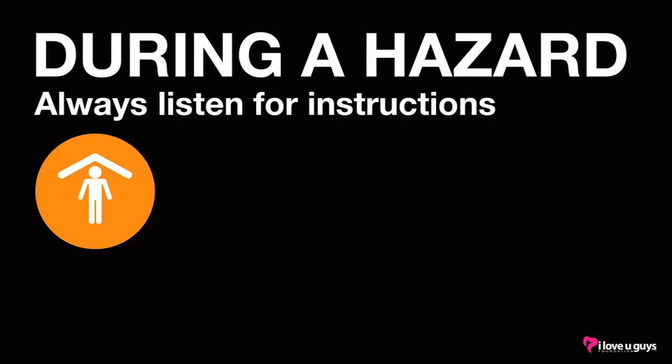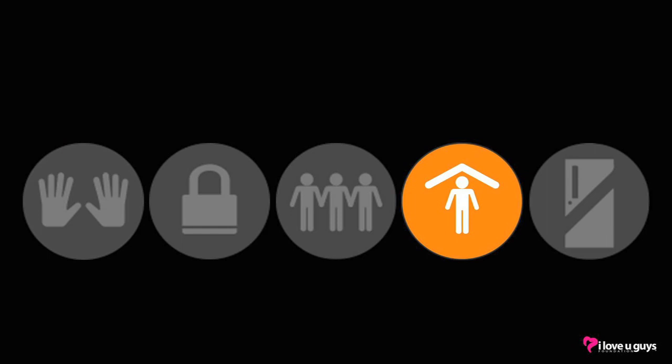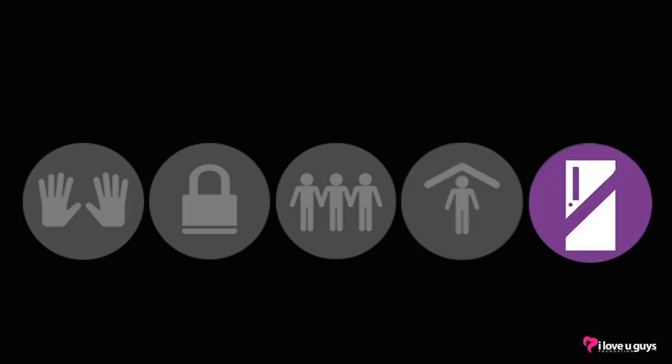When instructed to take shelter, you will be directed to your designated shelter area. Always be prepared for the unexpected. Continue to listen for instructions. The situation could change quickly. Be aware and prepared to evacuate if directed. Stay sheltered until an all clear is announced. That was shelter. And finally, we'll discuss hold.